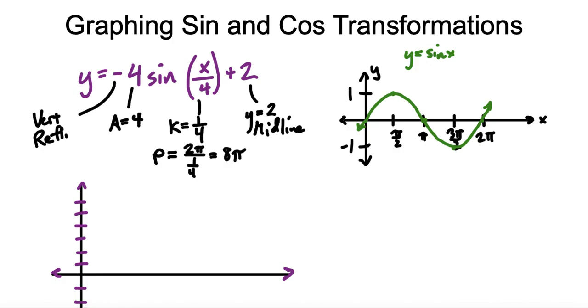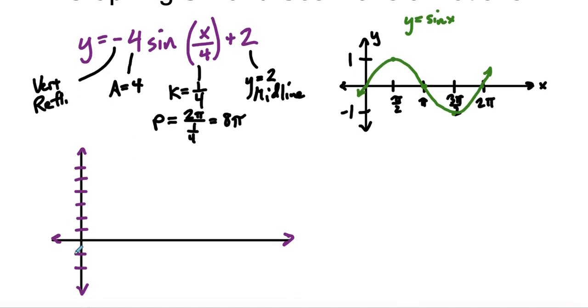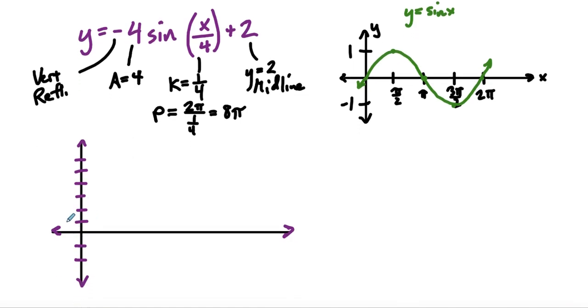I'm going to go ahead and plot my midline, and then I'm going to use that. Let's just number these real quick so we're thorough here. So we have 1, 2, 3, 4, 5, 6 here, and we have -1, -2 here. My midline is at +2, so I'm going to put that midline there, and that's the center of my graph, right? Everything's going to be going up and down from there.